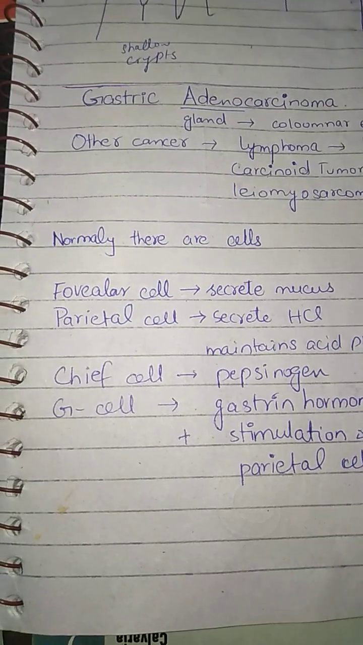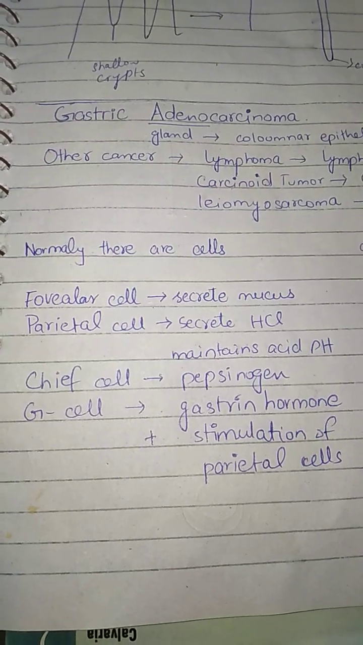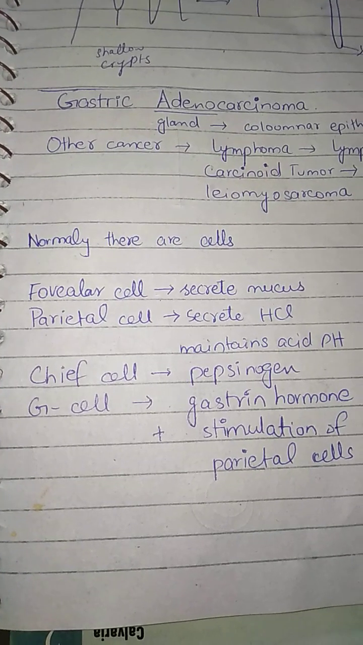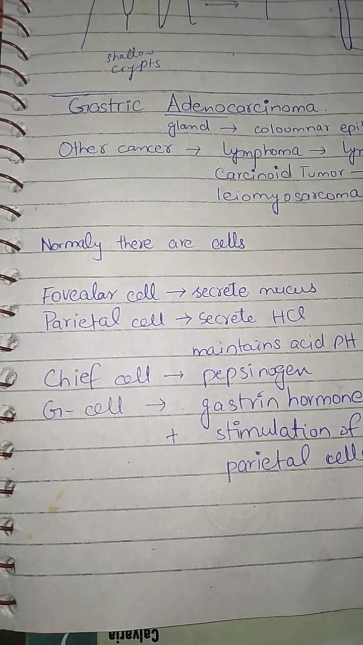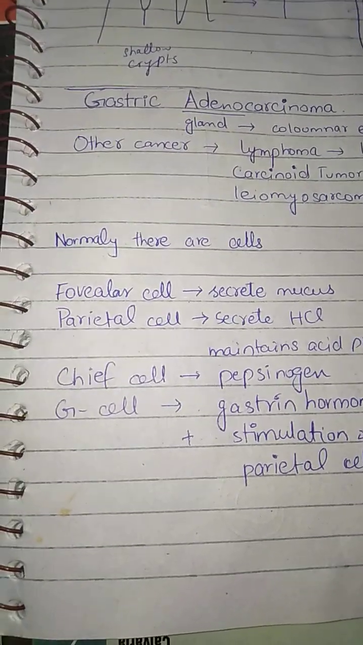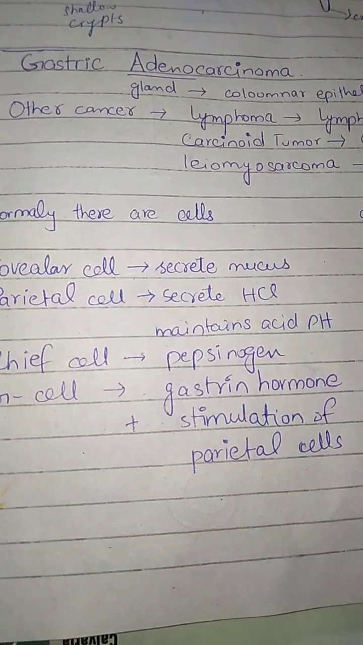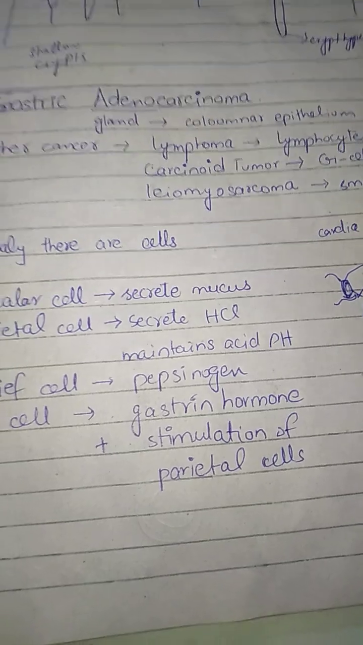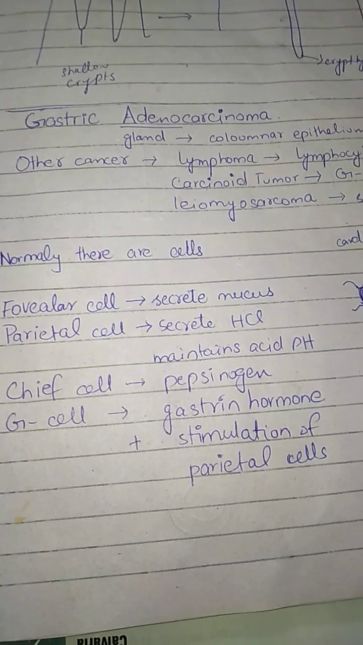layer. The other cell is the parietal cell that secretes HCl, and the second function is it maintains the acid pH. Third one is the chief cell that secretes pepsinogen that is converted into pepsin, and pepsin does what? It degrades the protein content and helps in digestion. G cells are actually the neuroendocrine cells that secrete the gastrin hormone, and also it causes the stimulation of parietal cells. So, G cell has 2 functions: gastrin hormone release and stimulation of parietal cells. This was the basic anatomy you should be knowing.